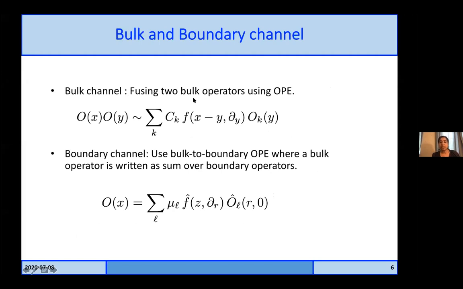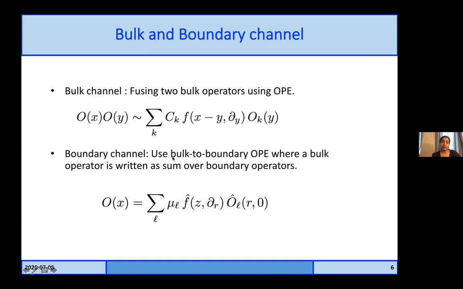Now in the bulk channel, we fuse two bulk operators using the usual operator product expansion. The bulk operator product expansion is a local property of a conformal field theory, and this is not altered by the presence of the boundary. So we write the product of two bulk operators in the usual form, and the C_k's are the bulk operator product expansion coefficients. And this is some function which is fixed from conformal symmetry.